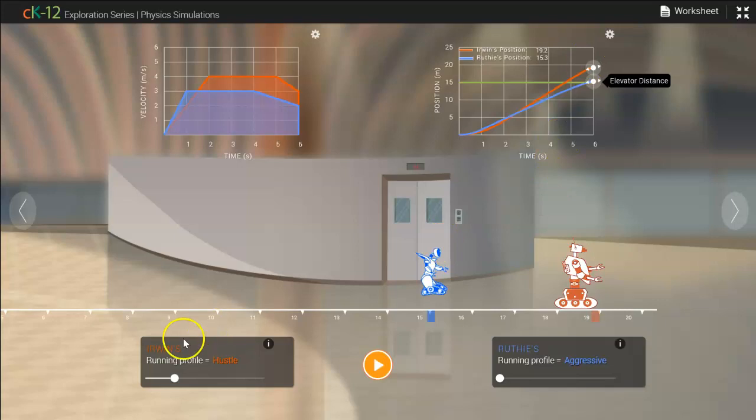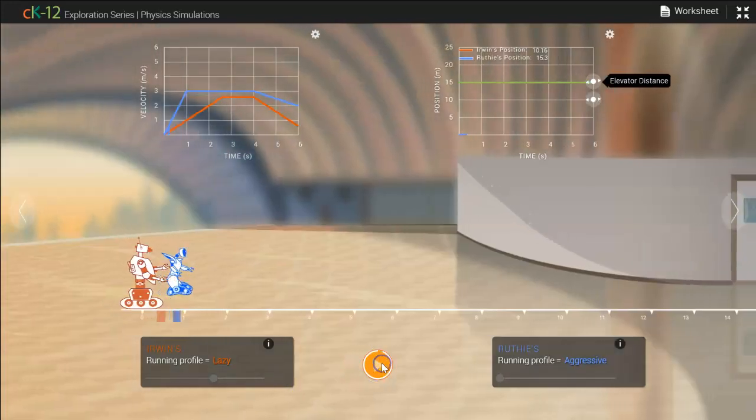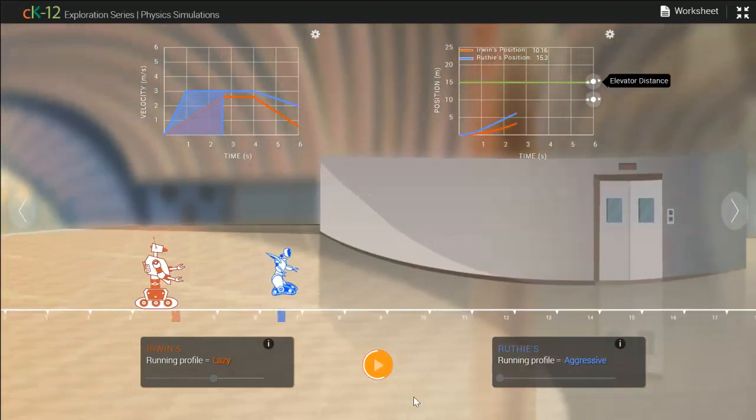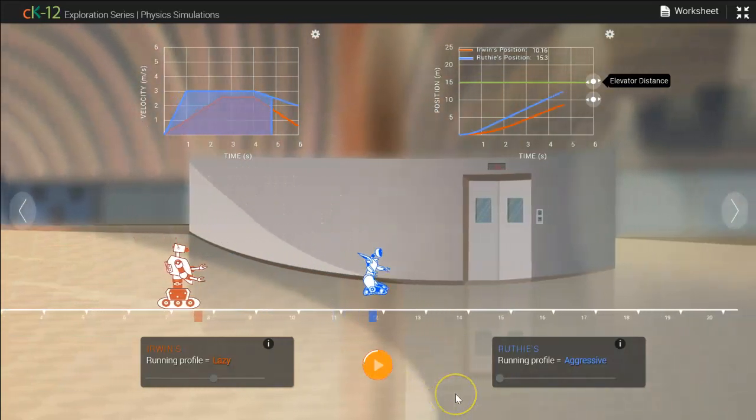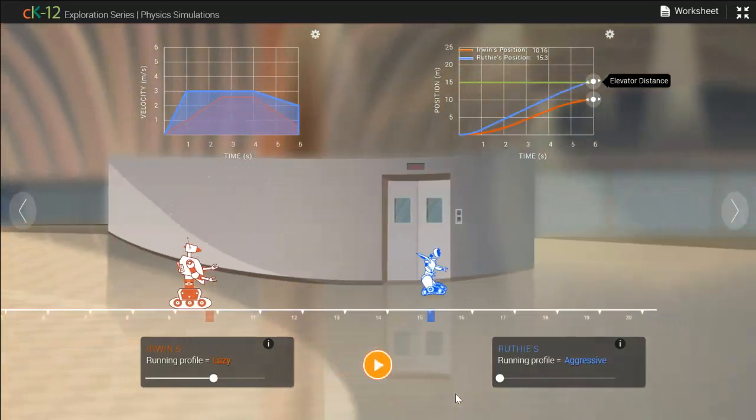Okay. So now what happens if we change it to lazy? What if Erwin becomes lazy? Let's take a look. So Ruthie's definitely going to beat him to the elevator. And if he becomes lazy, same thing. He's got a slower acceleration because he's got a not as intense slope. He comes to a cruise, so there's no acceleration here. And he starts to slow down as he sees that Ruthie is going to make it to the elevator before him.